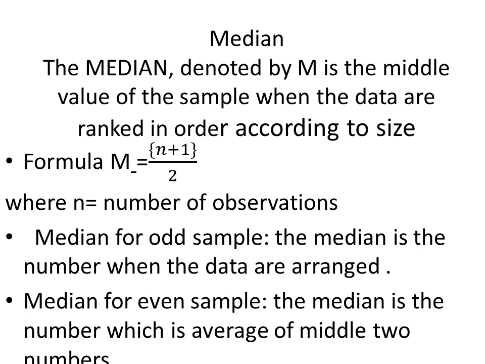Median. The next central tendency value is median. So median is nothing but the middle value of the sample when the data are ranked in order according to size. M is nothing but n plus 1 by 2. So here n is the number of observations, and median for odd sample and even sample will be different. First and foremost thing is you have to arrange the data in increasing order. So we'll just study about that.